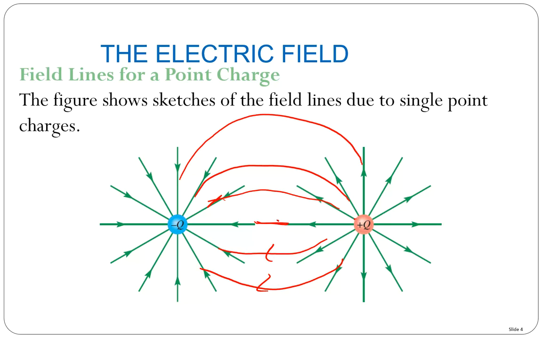Notice there are directions to these electric field lines still, because it's a vector, it has direction.